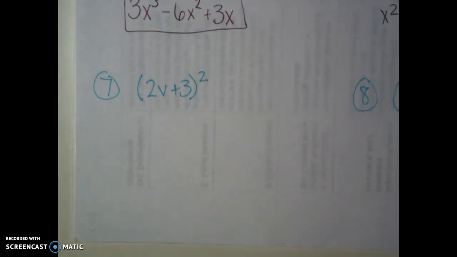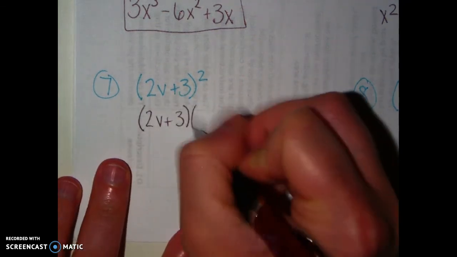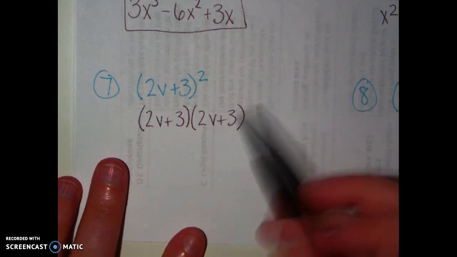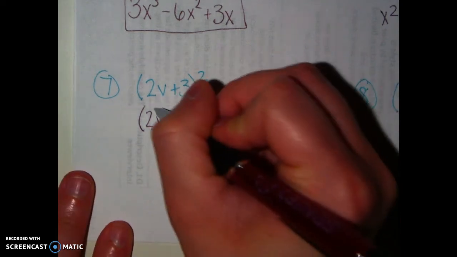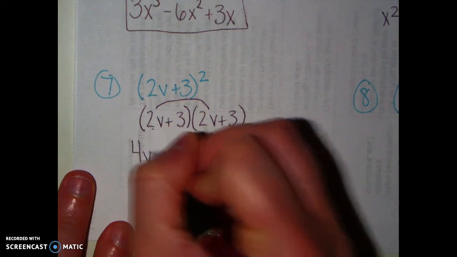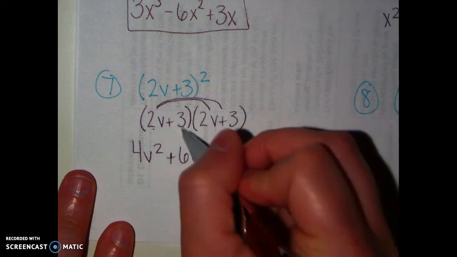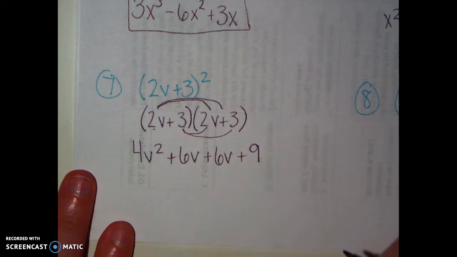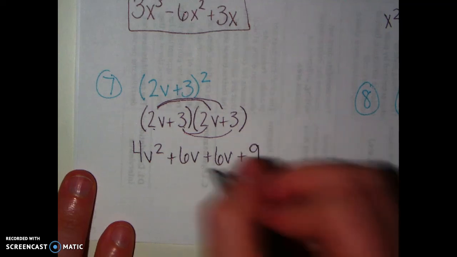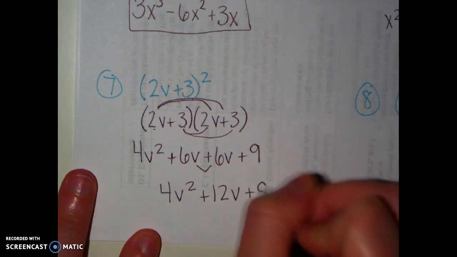Okay, 2 more. This one, hopefully you remember what to do, but you need to expand it. So this is really 2v plus 3 times 2v plus 3. And then you would do the same thing that we just did on number 6, where you distribute this twice and this twice. So let's do it. 2v times 2v is 4v squared. 2v times 3 is 6v. 3 times 2v is 6v. 3 times 3 is 9. Okay, combine like terms. So I wind up with 4v squared plus 12v plus 9.